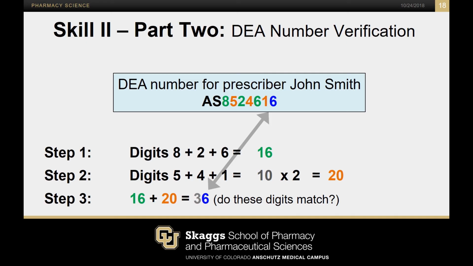Now we sum step 1 and step 2. So we add 16 and 20 together and we get 36. That last number of 36 is supposed to be the last number of the DEA number. So John Smith's DEA number ends in 6 and 36 ends in 6. So this is a valid DEA number.